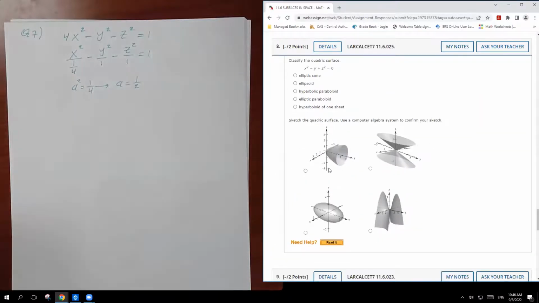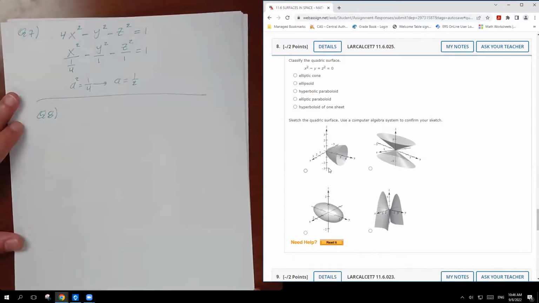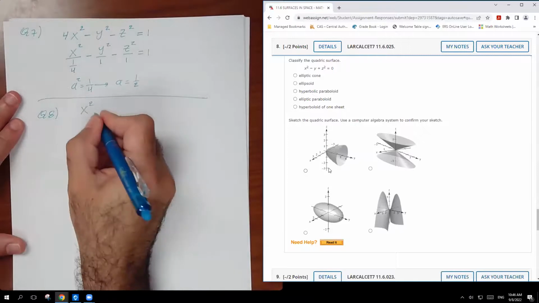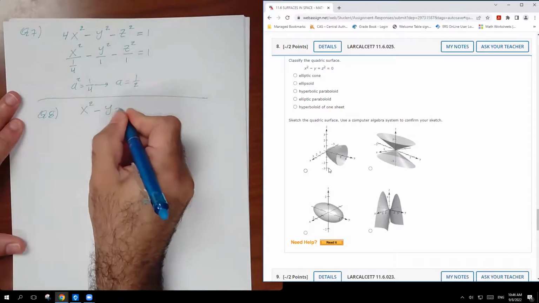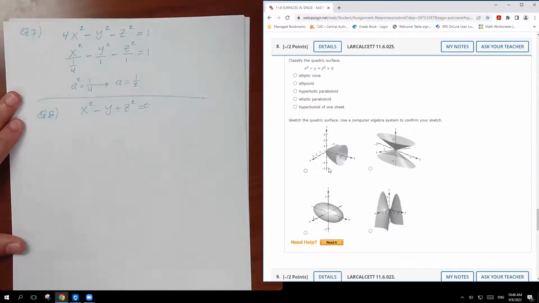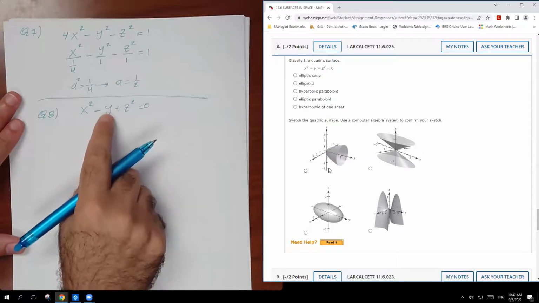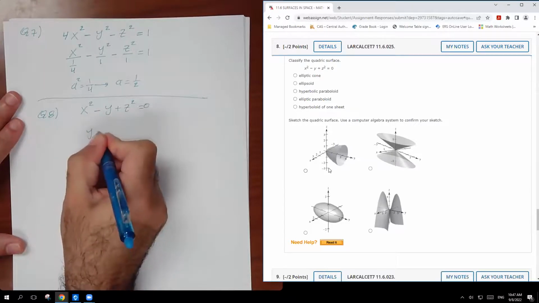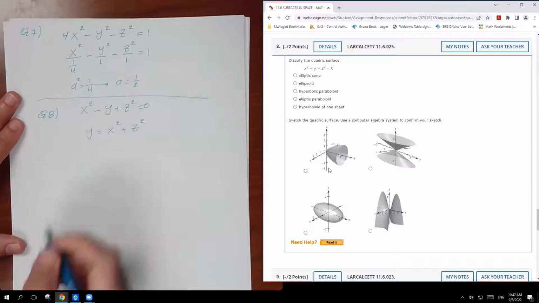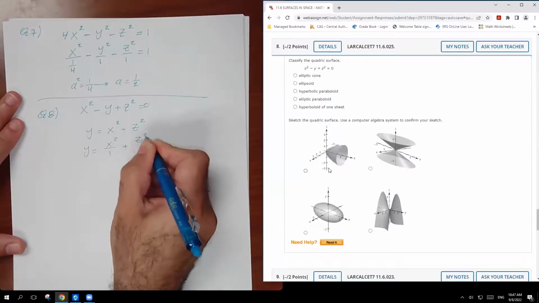Question 8. I want to do exactly the same thing. So x squared minus y plus z squared equal 0. We're going to do exactly the same thing, but check, I have 2 terms squared, 1 term unsquared. So I'm going to move this one to the other side. That means it's going to be y equal x squared plus z squared. So that means it's y equal x squared over 1 plus z squared over 1.